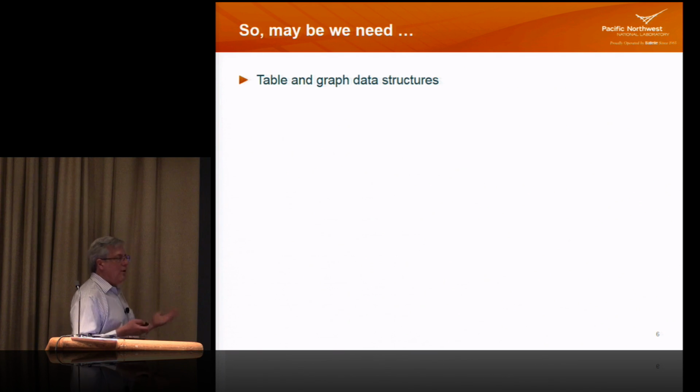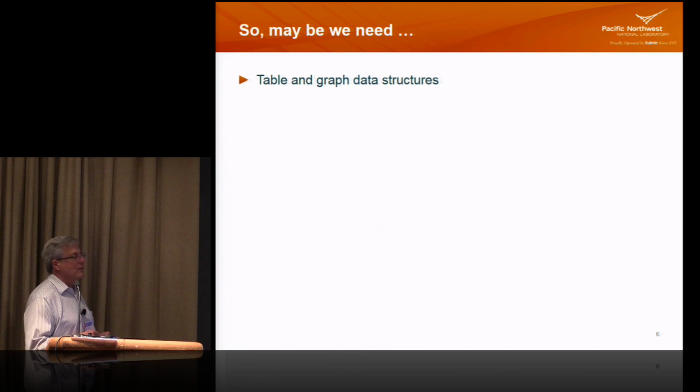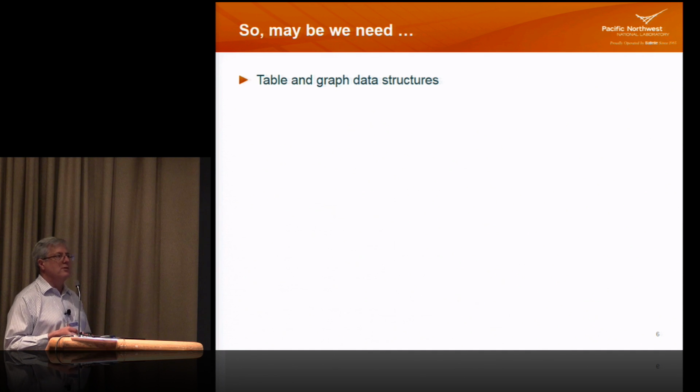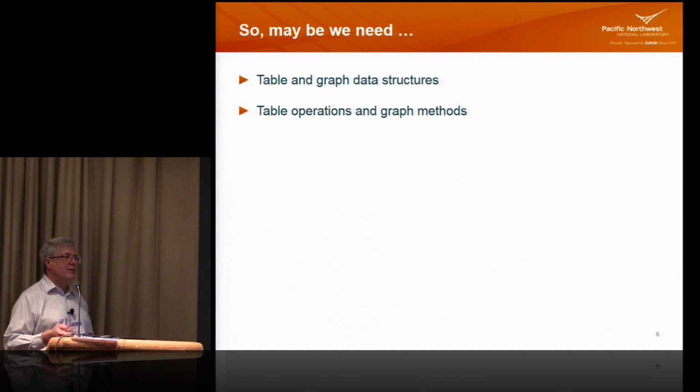So maybe we need both tables and graphs as data structures, and these really need to be foundational in the database or in the platform, because after all, you're going to do all your operations in terms of these data structures, and if they're not foundational, you're going to lose both performance and scalability. We need both table operations and graphs, right? I want to do selects, I want to do joins. They haven't gone away in the analyst's workloads, but I also want to do things like connected components and community detection and things like that.